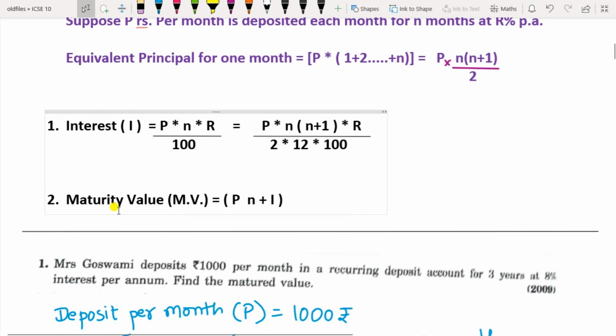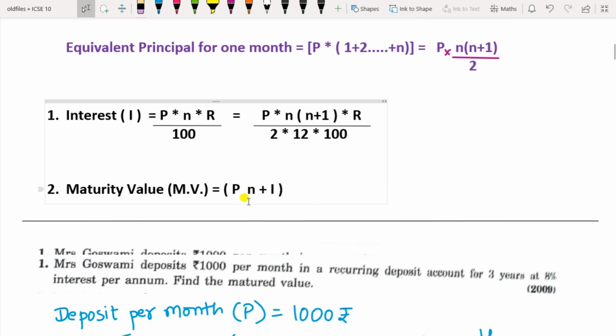Then the amount that we get at the end of the time period is called the maturity value, MV, equal to Pn plus I. So these are the two formulas that we are going to use to solve the questions of recurring deposit account.